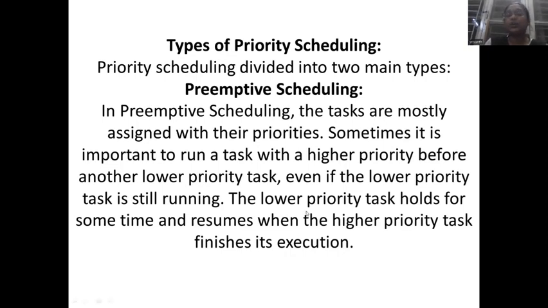In preemptive scheduling, the tasks are mostly assigned priorities. Sometimes it is important to run a task with a higher priority before another lower priority task. If a lower priority task is still running, it is held for some time and resumes when the higher priority task finishes its execution.